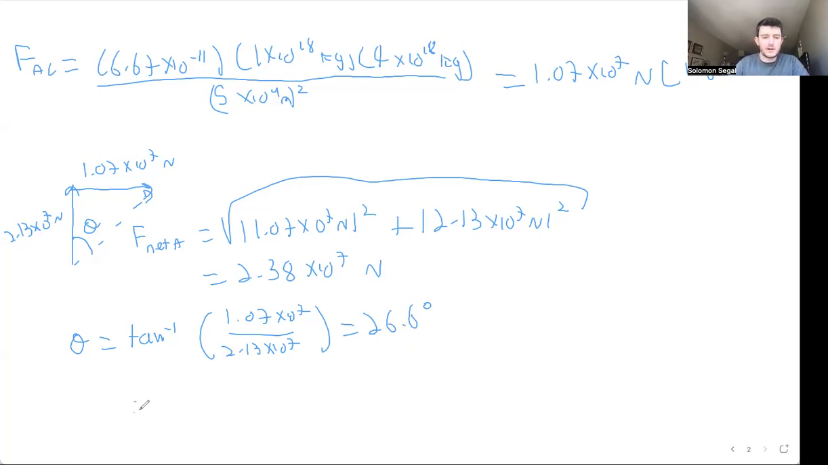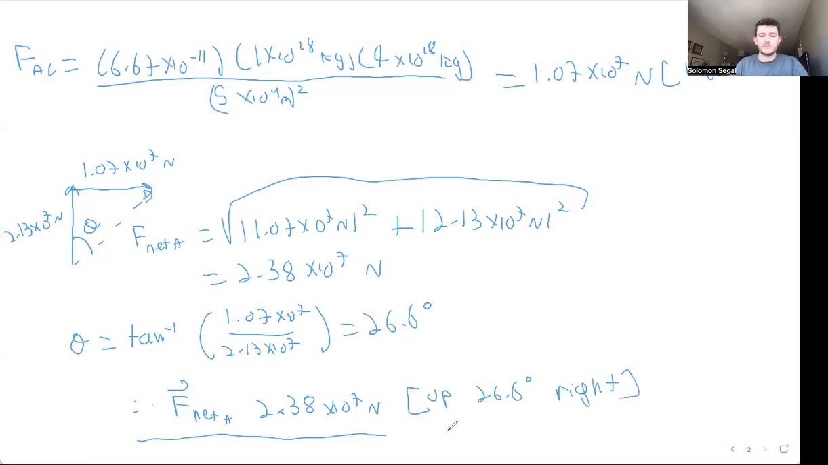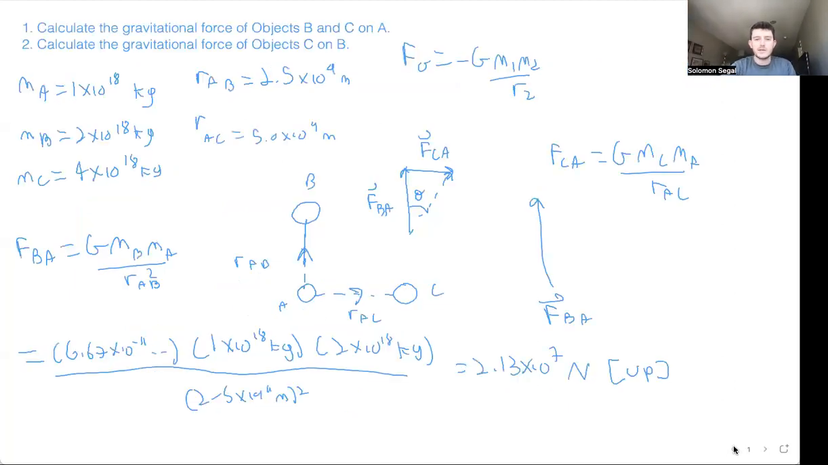But we can say our final answer, the net force on A is equal to 2.38 times 10 to the 7 newtons. And then we're going to go, this is up 26.6 degrees right. And that is our answer. So this thing in space, it's feeling 23 million newtons of force and at some angle 26.6. So that's the first part.